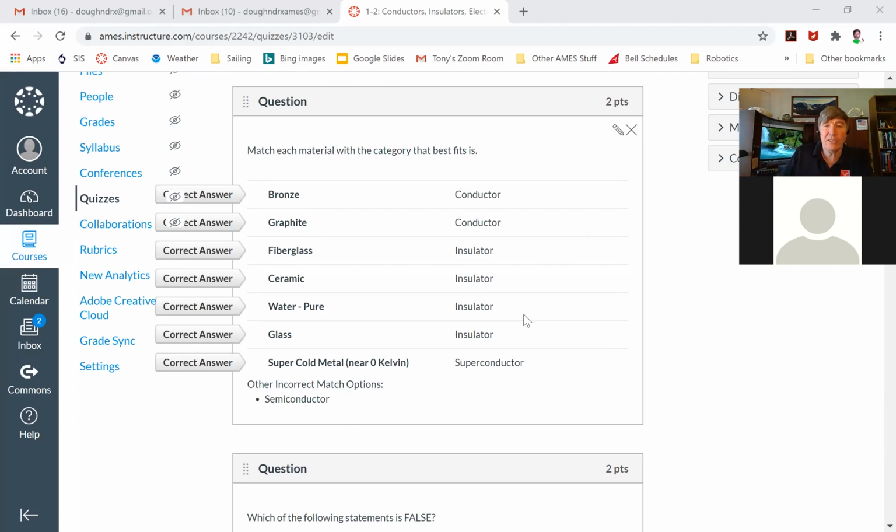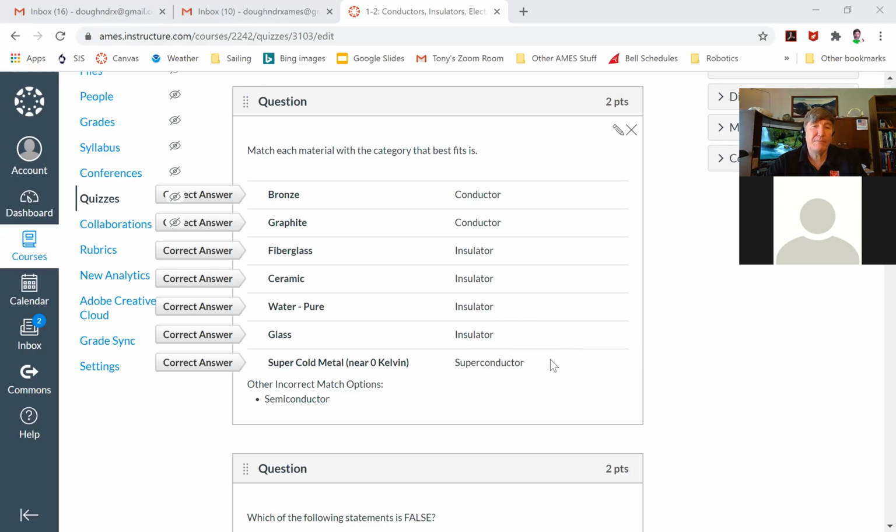Water is a little bit tricky. If it's absolutely positively pure, it's an insulator. If you get a little bit of contaminant in it, it still is a pretty good insulator. But if you get a lot of contaminant in it, it's a conductor. The water that comes out of the tap has a lot of contaminants in it, so it's a reasonable conductor. Not as good as metal, obviously, but it's not bad. Glass is definitely an insulator.